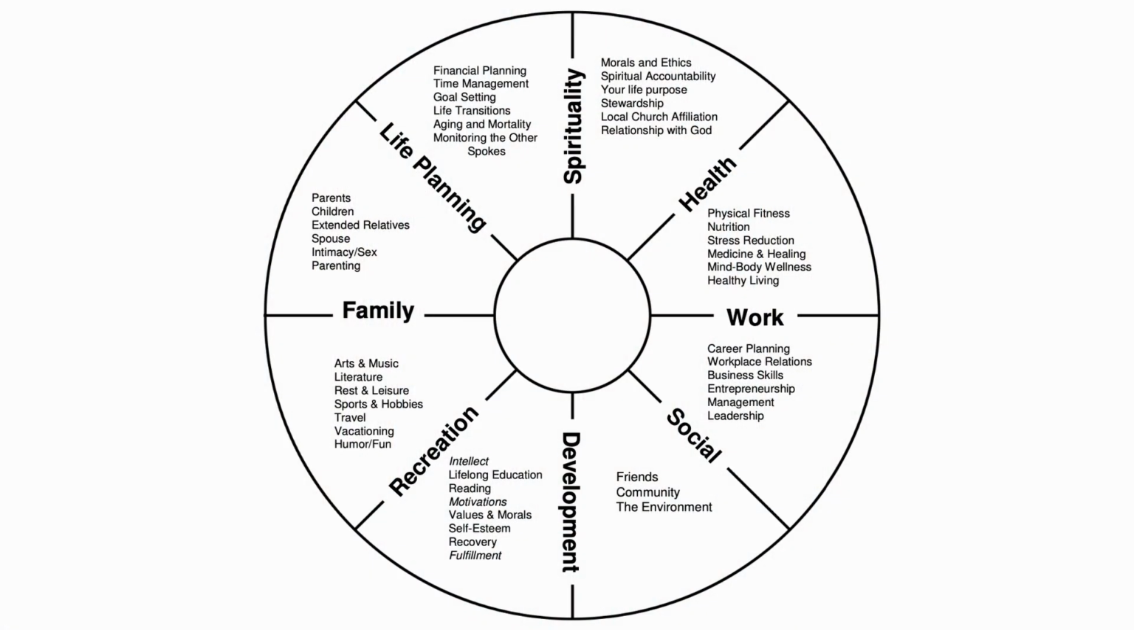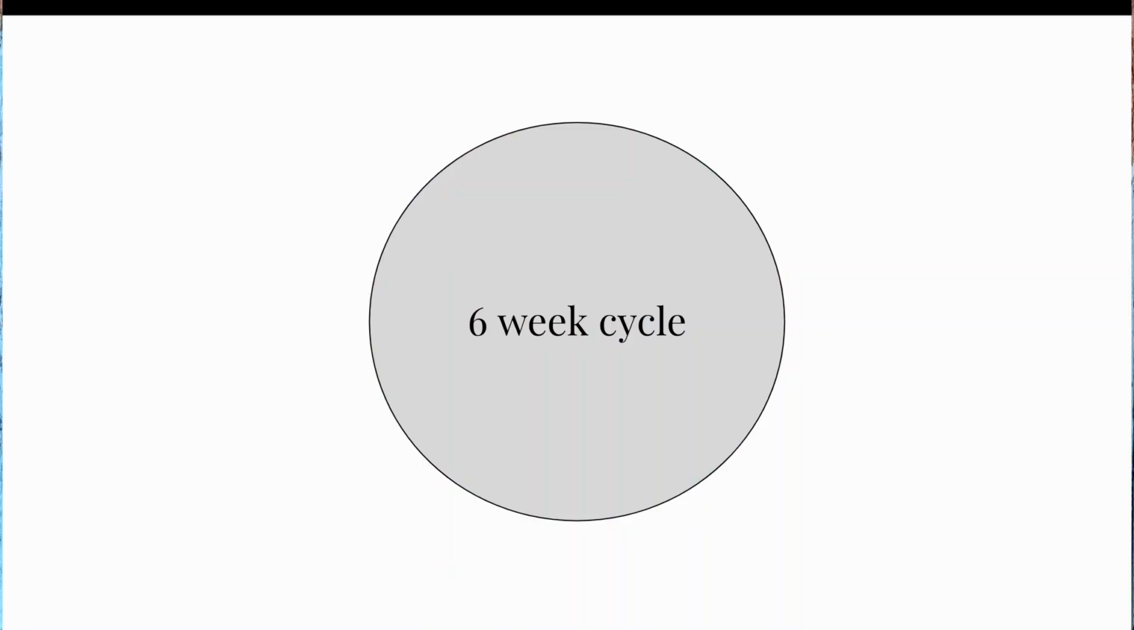Now, this is how we're practically going to do this. We're going to take your life and divide it into 8 pizza slices, all right? So 8 elements or 8 segments of your life, 8 pizza slices. And what we're going to do is we're going to use each one of these slices, each one of these elements of your life, and we're going to turn them into a 6-weekly cycle. So this is what you can expect.